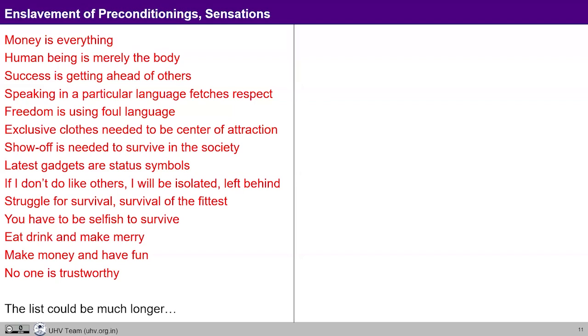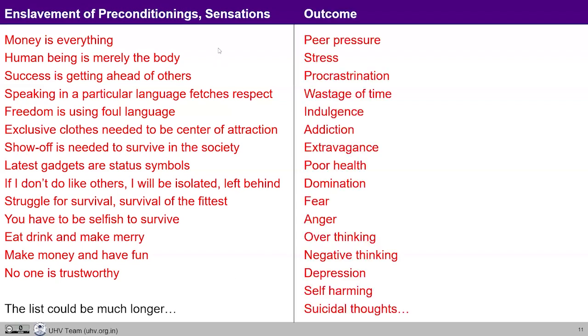If I don't do like others, I will be isolated. I will be left behind. The struggle for survival, only the fittest can survive. You have to be selfish to survive. Eat, drink, and make merry. Make money, have fun. No one is trustworthy, and the longer list could be there. So this is something that we have tried to list out as illustrations of preconditioning and sensation.